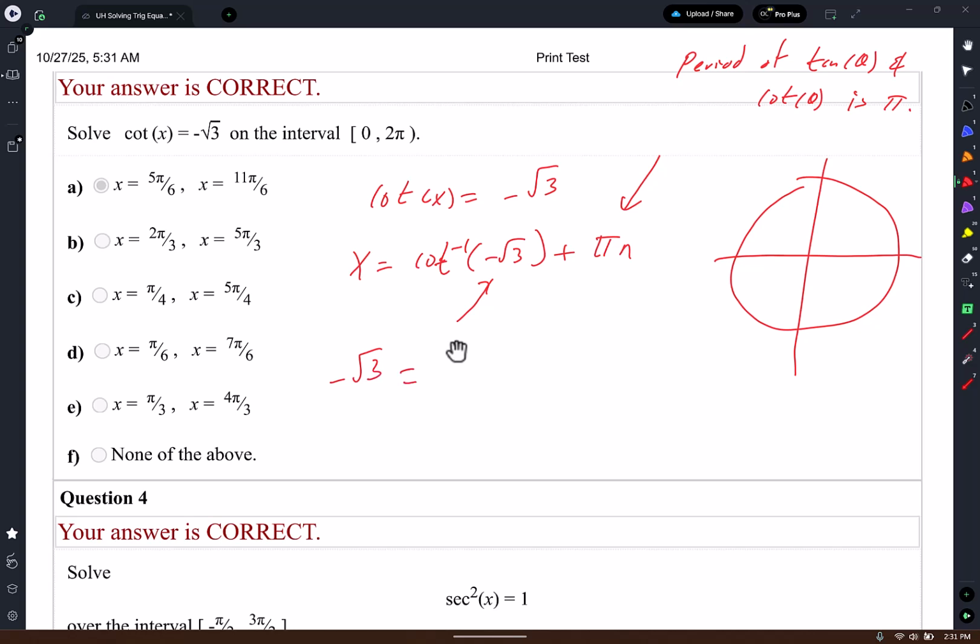Negative square root of 3. You can get negative square root of 3 by doing negative square root of 3 over 2 divided by a half, or square root of 3 over 2 divided by a negative half. Do you guys see that?